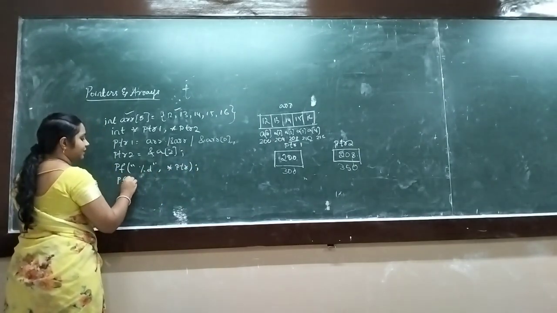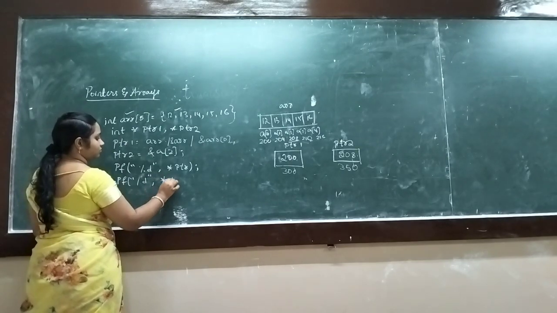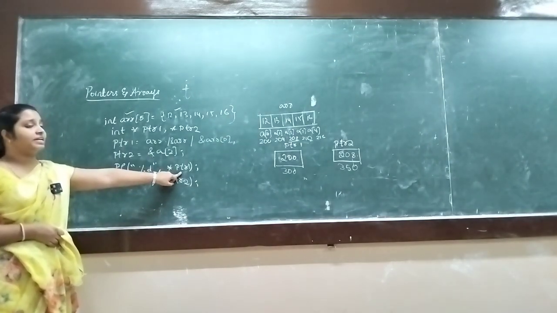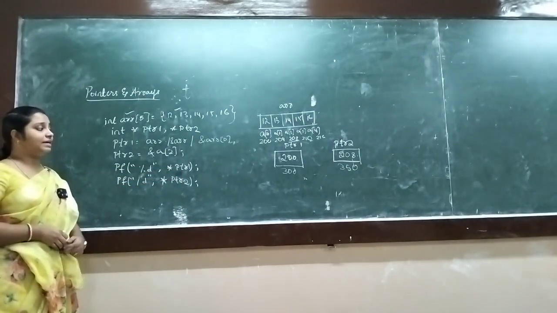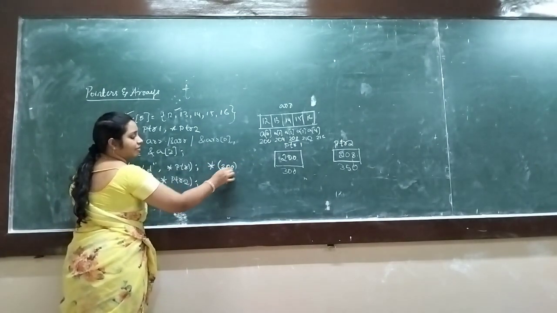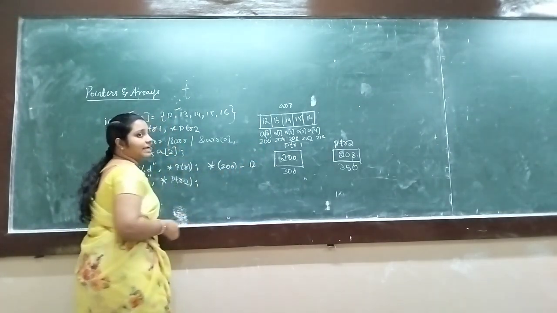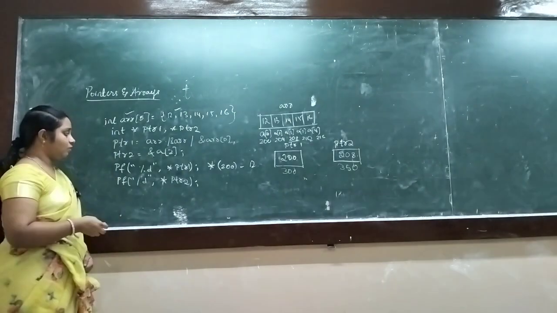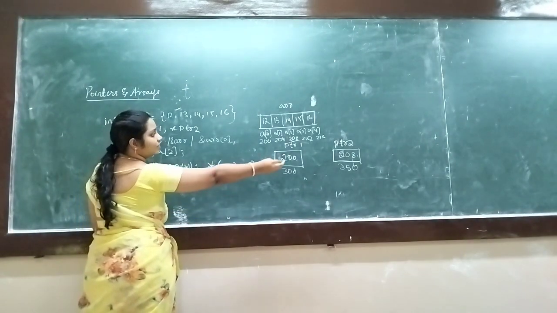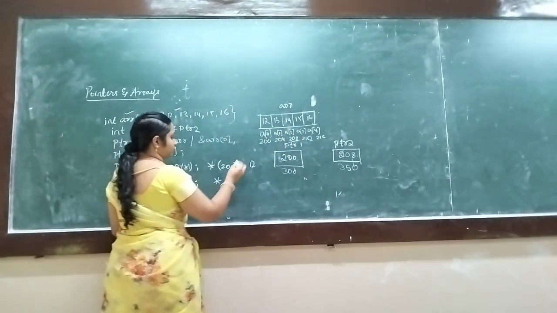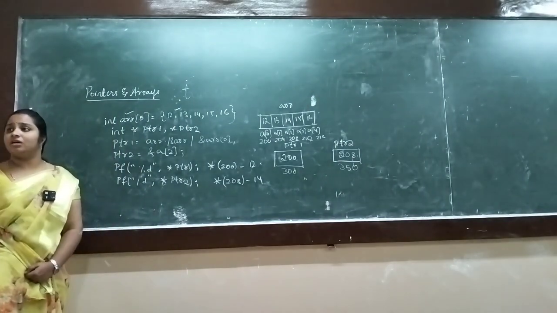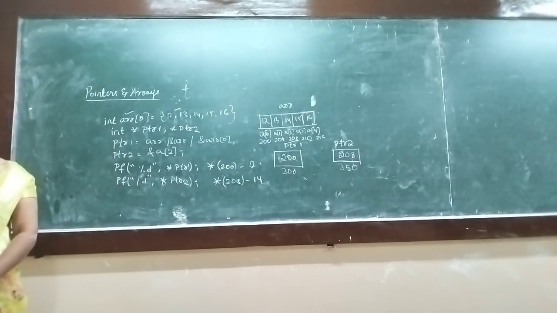Now what is this value? Which value gets printed? What is PTR1? Asterisk PTR1 is what? Asterisk of what is PTR1? 200. Value at 200 is what? 12 gets printed in the output console. Got it? Now what is asterisk PTR2? What is the PTR2 value? Value at 208 is what? Got it everyone? Any doubts? Okay.